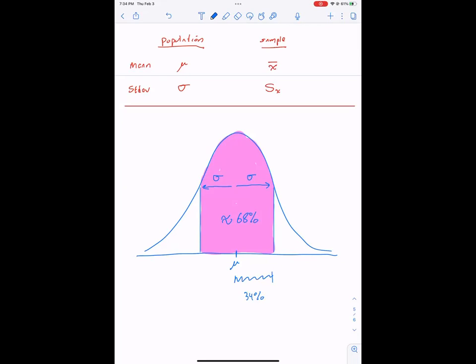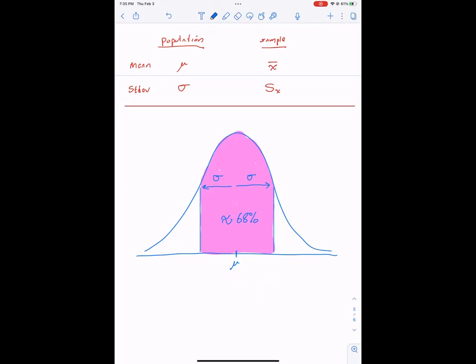Does that number ever change? No, 68%. That's calculus. You can't argue with it. If it's truly a normal distribution, then about 68% of the data will be between one deviation below the mean to one deviation above the mean.